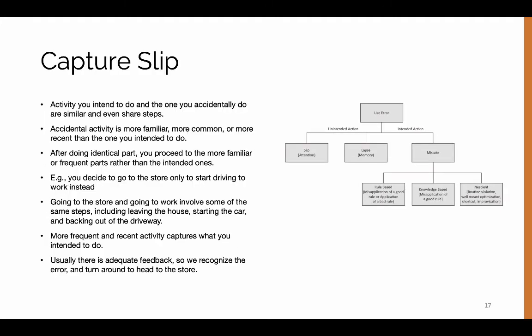So here's one type, a capture slip. As I said, this is a use error. We actually did something we didn't intend to do. We executed a slip. This slip is called a capture slip. Here's an example. It's an activity you intended to do, and you accidentally do one that's similar or even shares steps. The accidental activity is more familiar, more common, or more recent than the one you intended to do. And after doing the identical part, you proceed to the more familiar one.